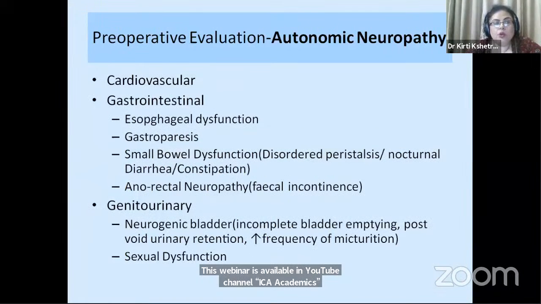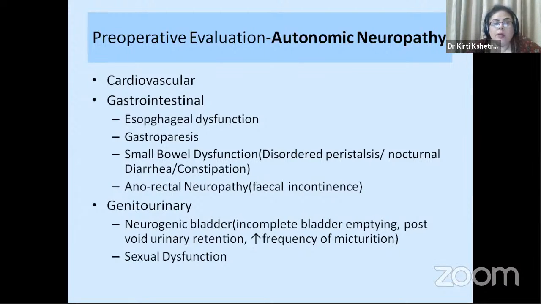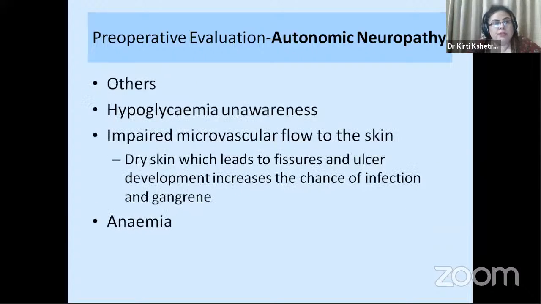Now, other autonomic neuropathies: cardiovascular, we've discussed. Gastrointestinal, apart from gastroparesis, esophageal dysfunction, small bowel dysfunction, and anorectal neuropathy can also occur. In the genitourinary system, neurogenic bladder, where incomplete bladder emptying, post-void urinary retention, and increased frequency of micturition occur, can lead to post-operative urinary infections.